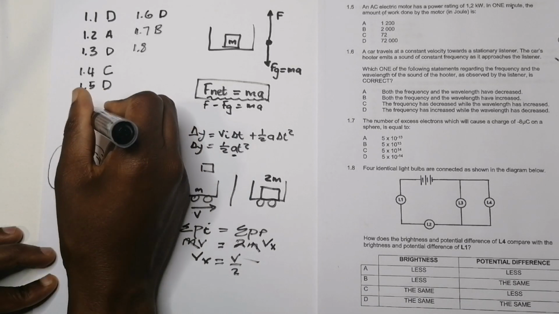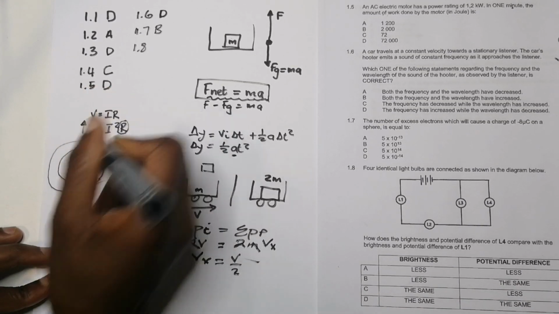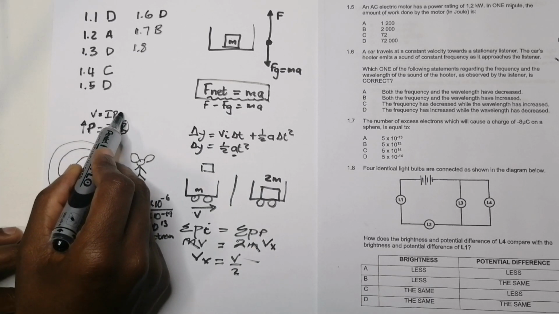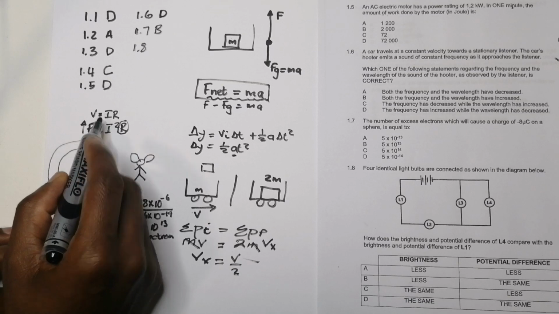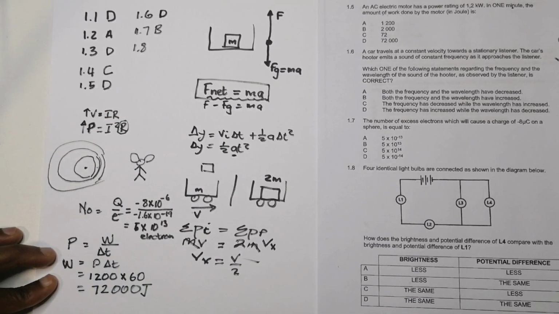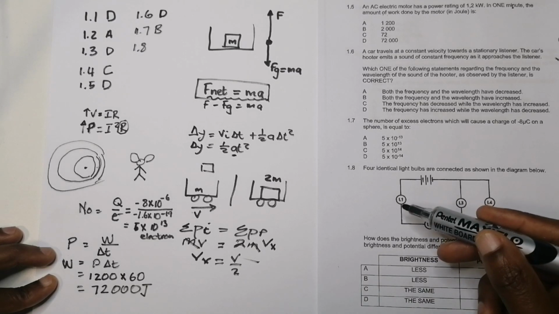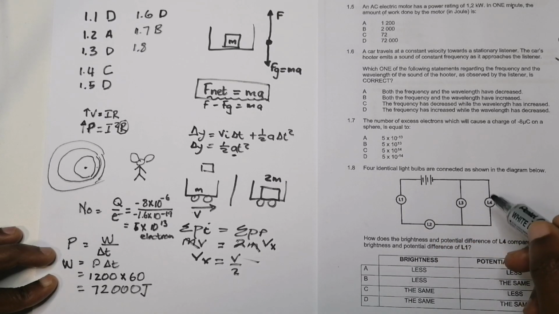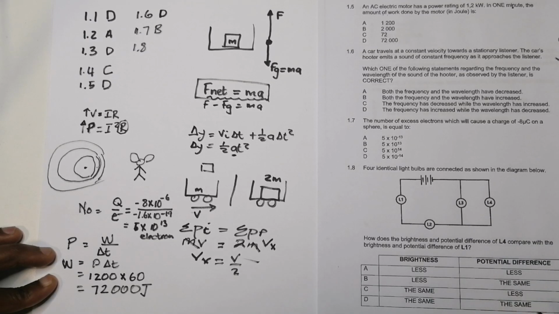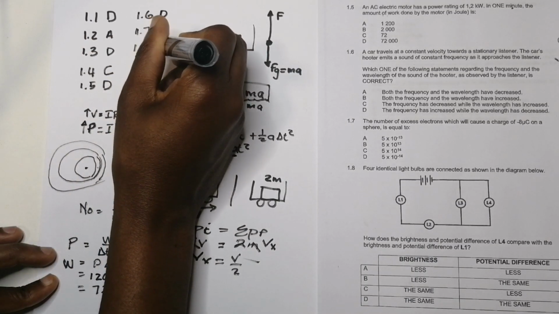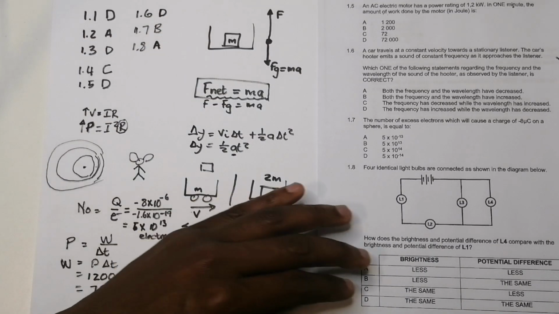But again, we know that V is equal to IR, isn't it? So in this case, once again, resistance is the same, current is more, so it also means that the potential difference of L1 should be greater, right? But remember, we are comparing L4 to L1, so L4 should have a lesser brightness than L1. It should have a lesser potential difference than L1 as well. So my answer would be less and less, and so that would be A. I hope that makes sense.